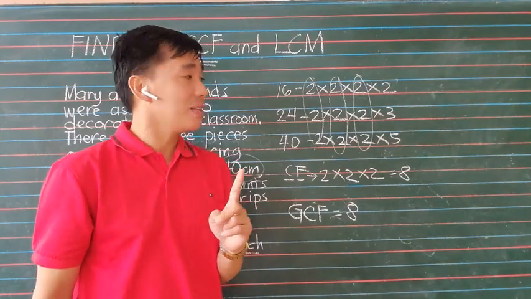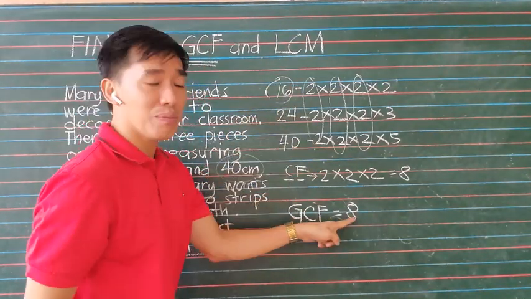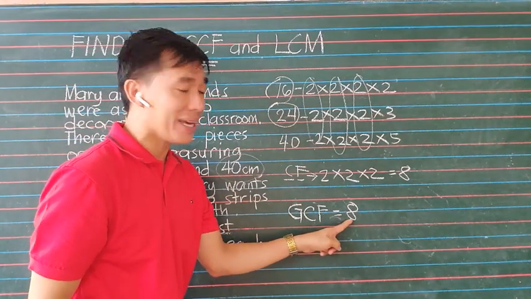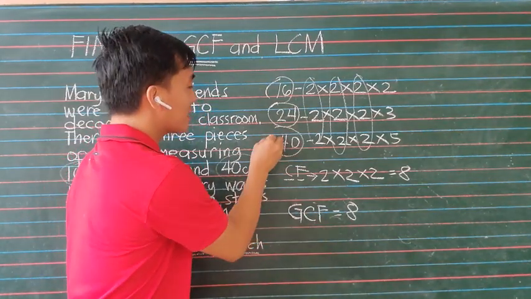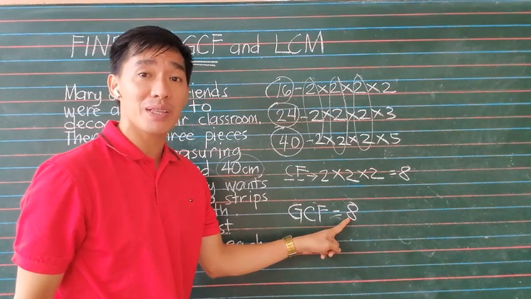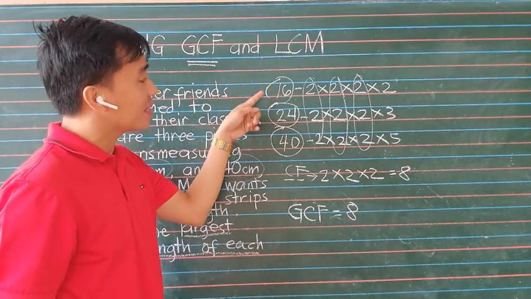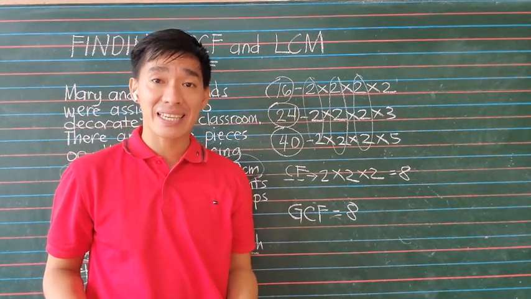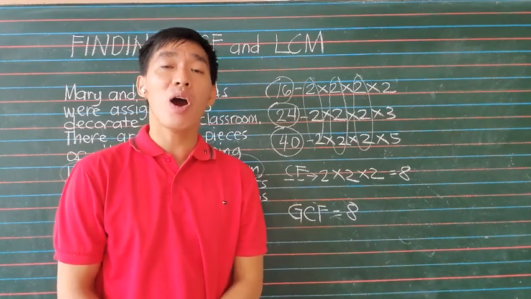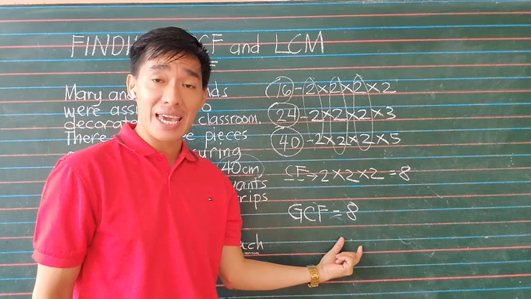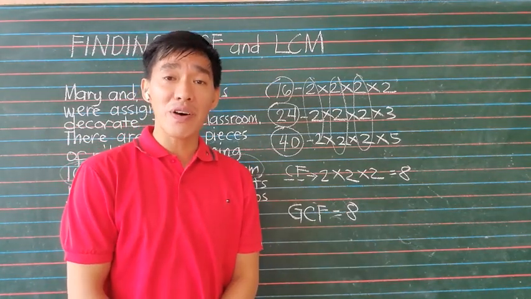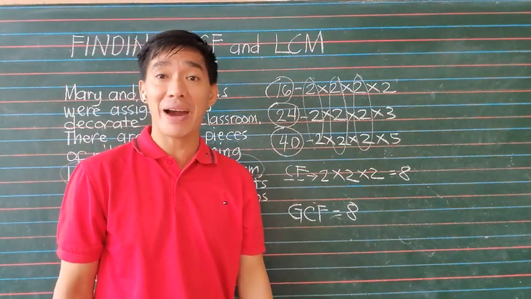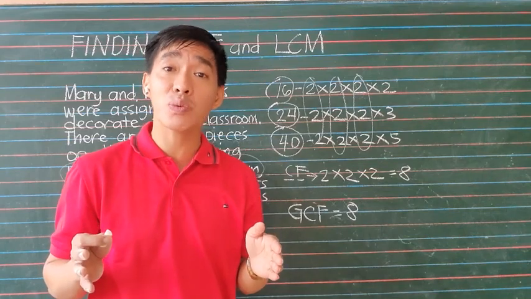It simply means that 16 is divisible by 8, which is equal to 2. 24 is also divisible by 8, which is equal to 3. And 40 is also divisible by 8, which is equal to 5. Therefore, all these lengths, 16, 24, and 40, are divisible by 8, so the greatest common factor is 8. Therefore, we could cut the ribbons of 16, 24, and 40 by 8. That's the largest length that we could get.